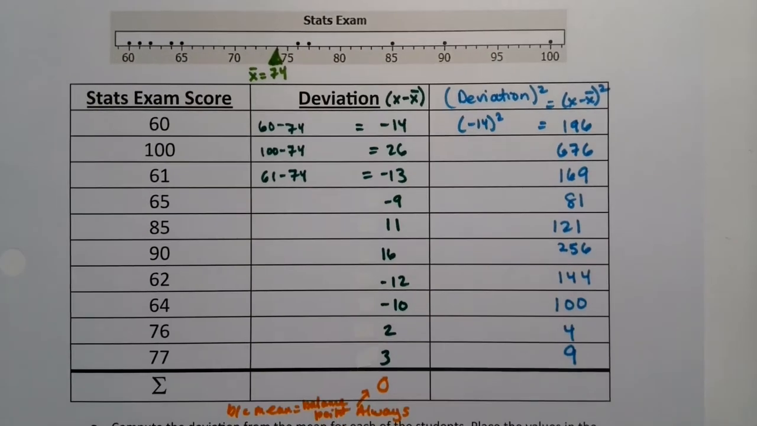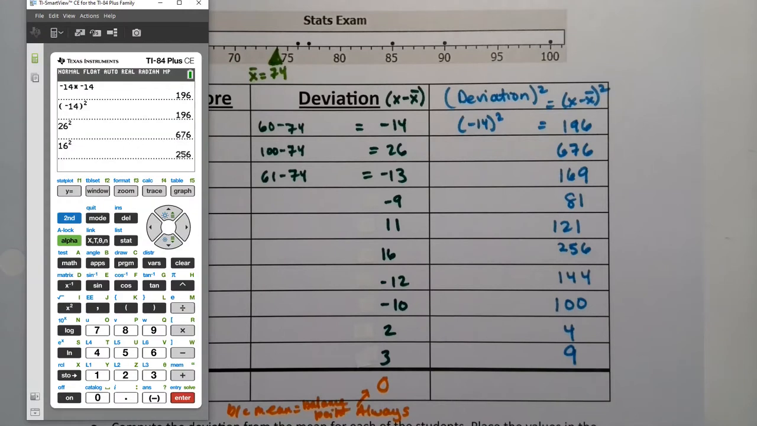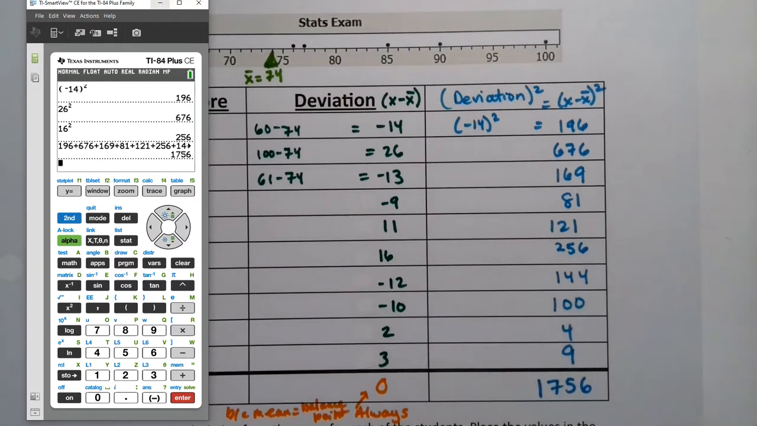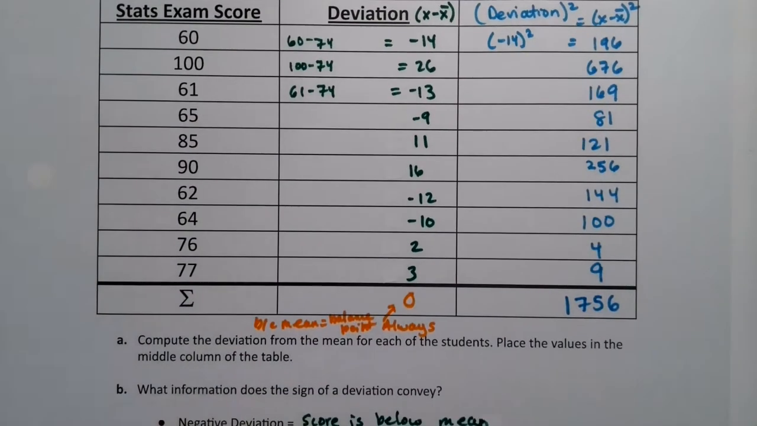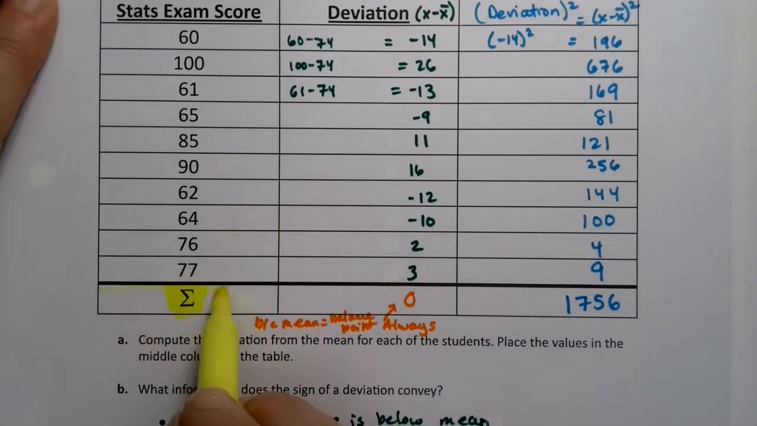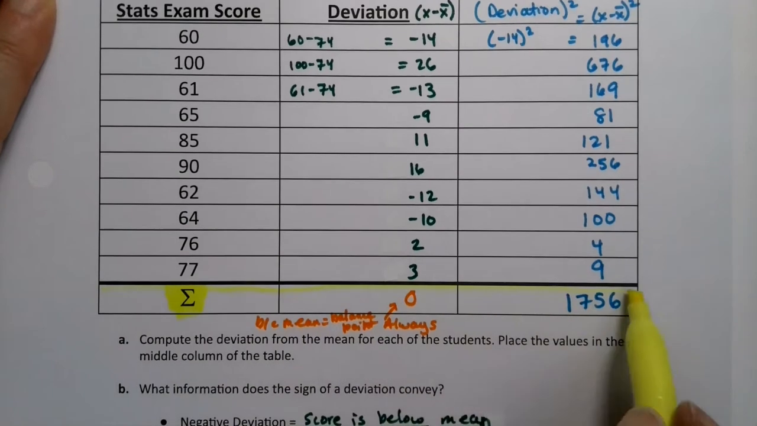So now we can add up those numbers, and they're not going to make 0 because they're all positive. So if we take 196 plus 676 plus 169 plus 81 plus 121 and so on. Hopefully I typed it slow enough. We get a sum of 1756. Now remember, why am I writing those numbers down there? Because we have it down here that these are going to be the sums. That little symbol lets us know that this row down here is our sum values.